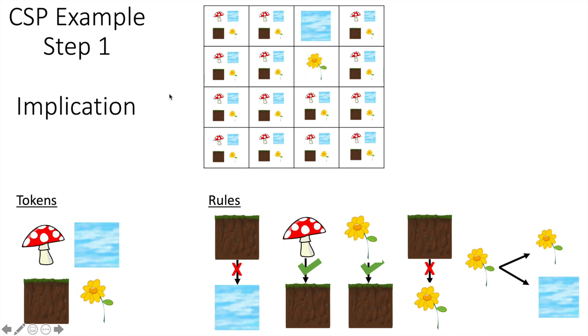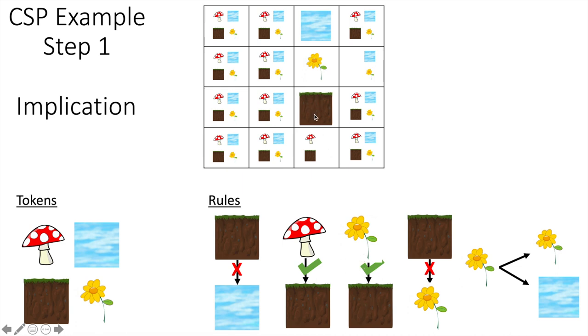But we actually look ahead at sort of percolating the implications of a particular decision throughout the whole thing. So let's go ahead and do that. So I've made a few more changes here. Now, notably, I changed the cell directly below the flower into ground because of this rule here. It had to be the case that that happened.